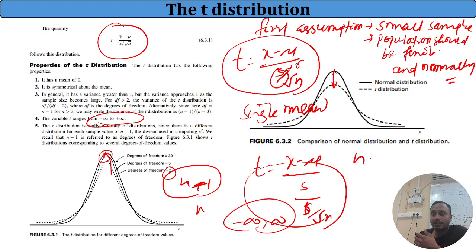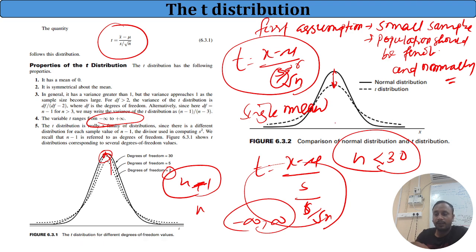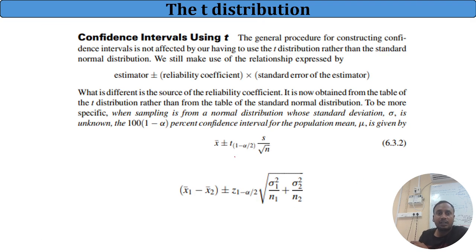Okay, so that number of samples should be 30. When we discuss the t-test, this is actually for a simple mean. Once we come to how we can calculate the confidence interval, as I already told, it is x̄ plus minus t of 1 minus alpha by 2, s by root n.